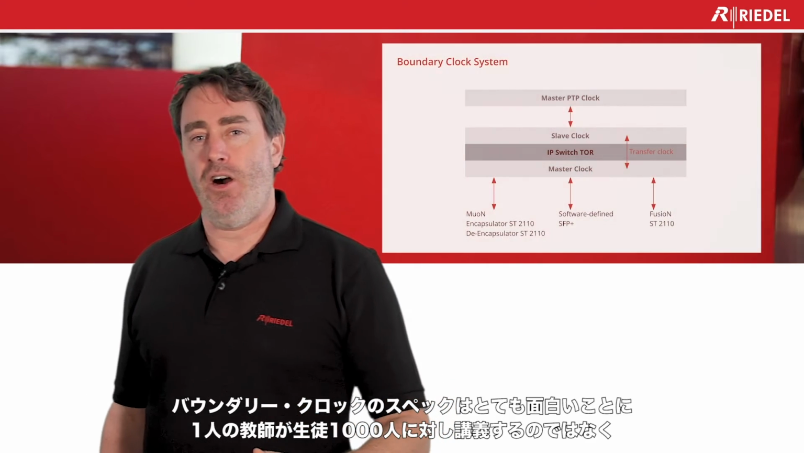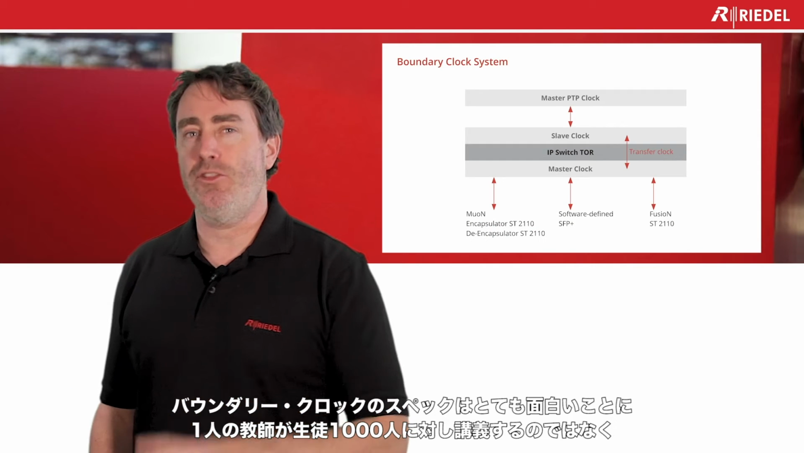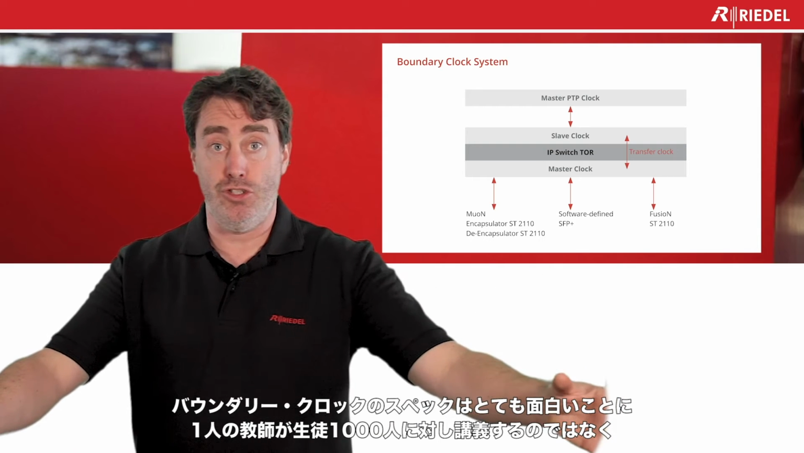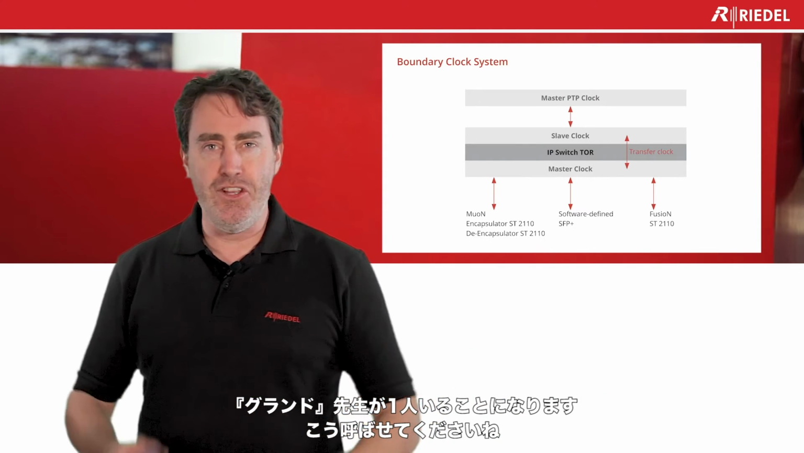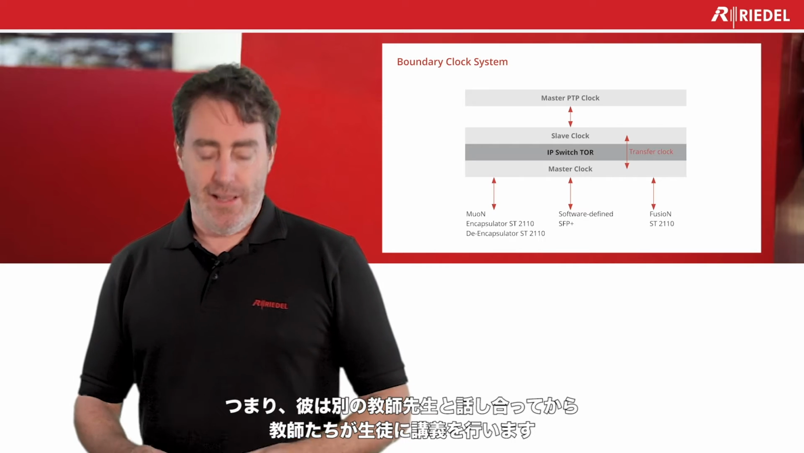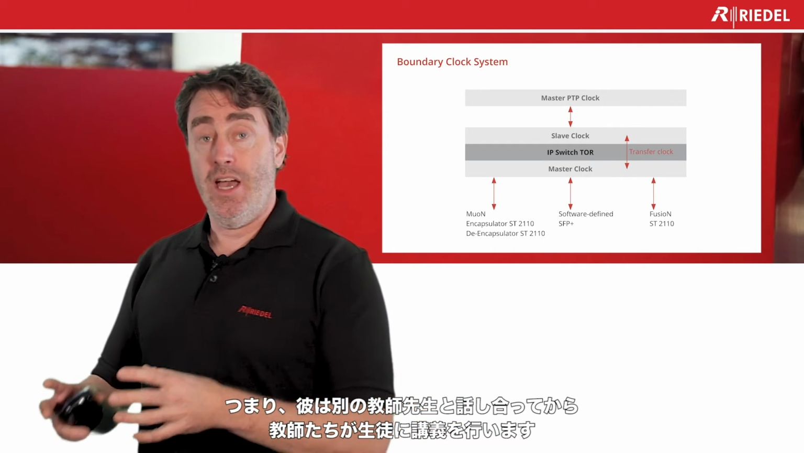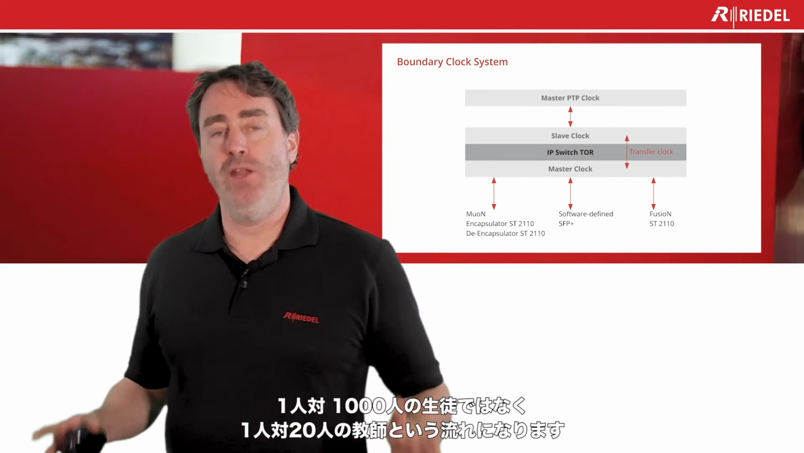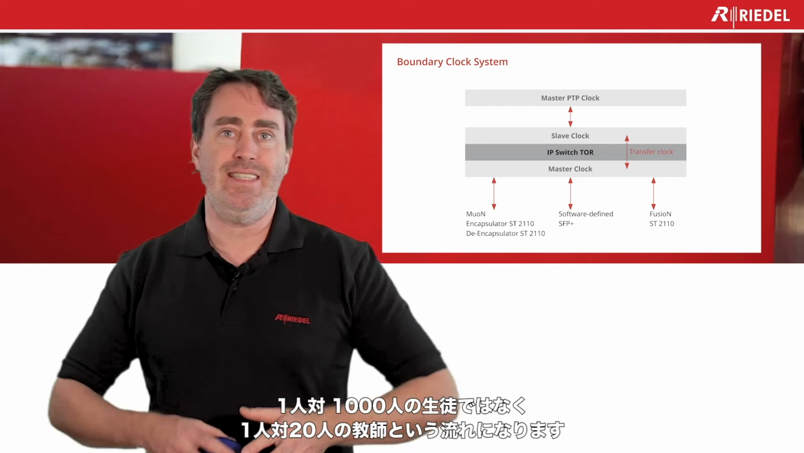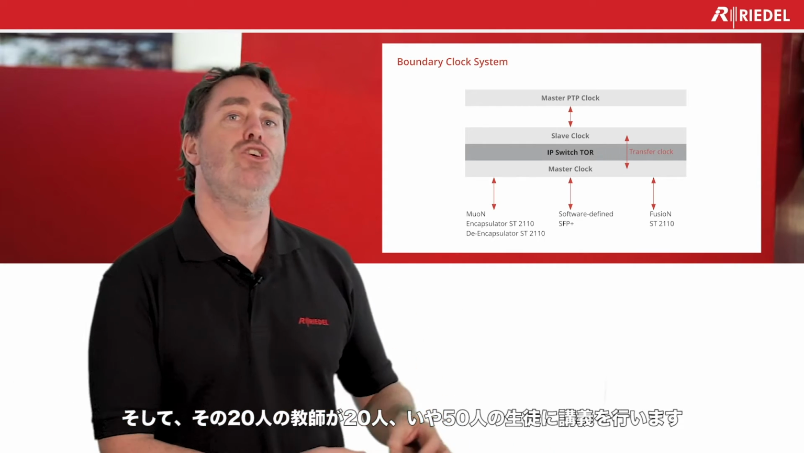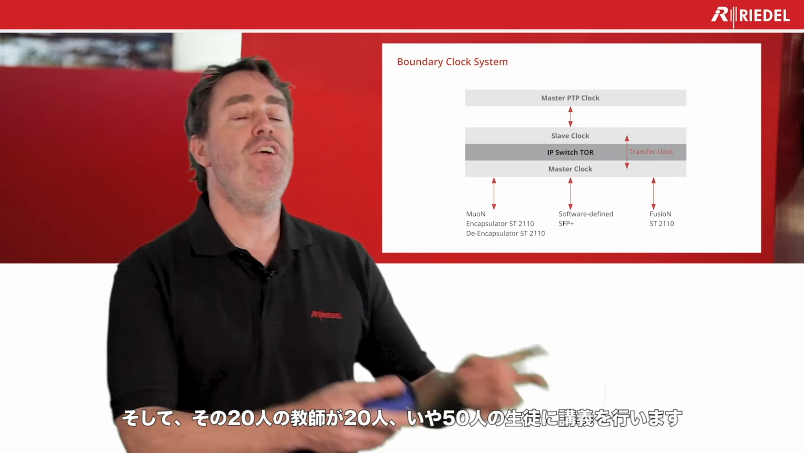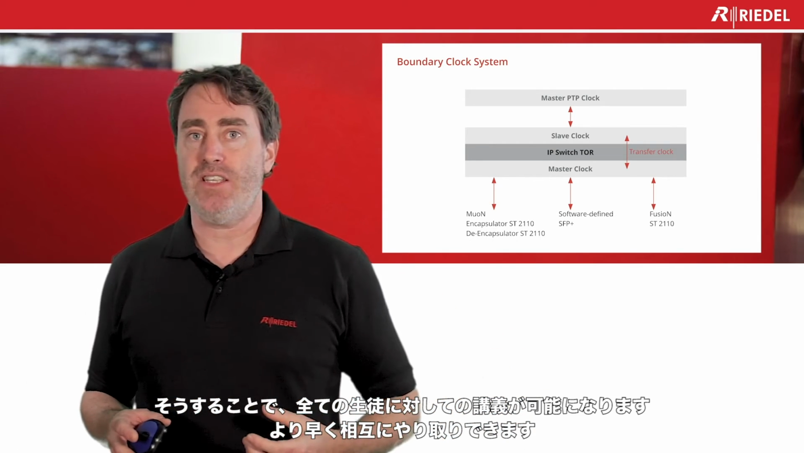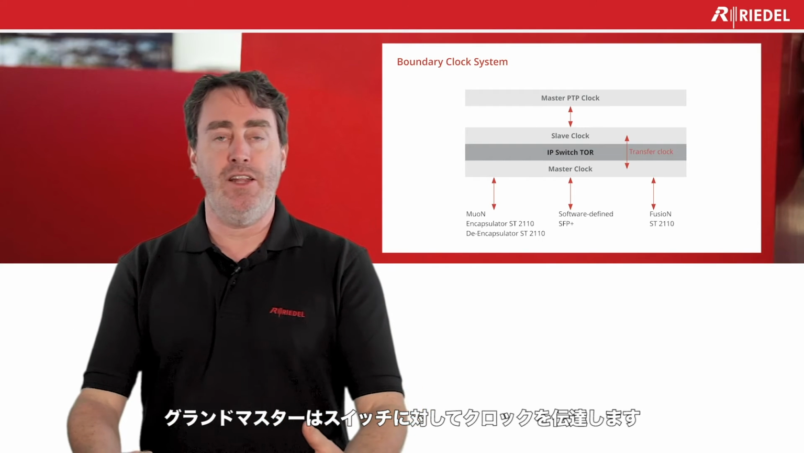So the boundary clock aspect is really interesting. Instead of having one teacher that talks to all 1,000 students, you will have one grand teacher, let me call it this way, that will talk to different teachers, and then they will go talk to their class. So instead of being 1 to 1,000, it will be 1 to, let's say, 20 teachers. And the 20 teachers will talk to 20 or let's say 50 students. So then you covered all your students, the interaction is faster, and the grandmaster will communicate the clock to the switch.